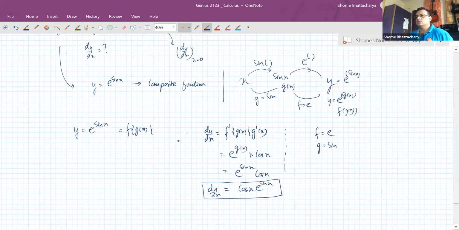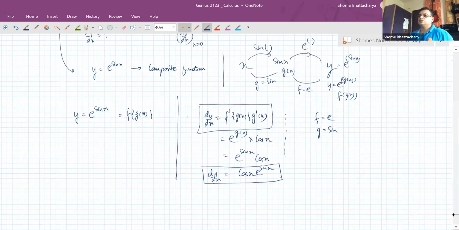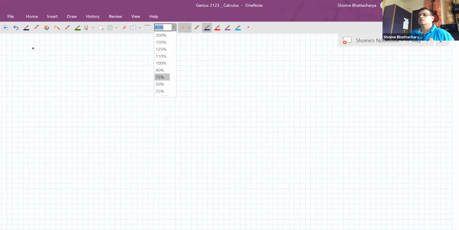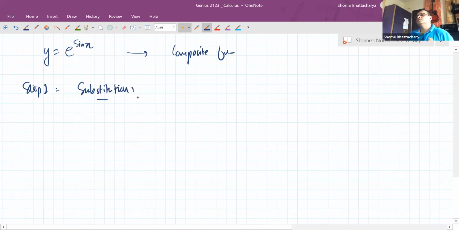So instead of this shortcut method, or the direct application of chain rule, we will apply the step-by-step method of chain rule. So let's see how it works. We are given the function y is equal to e raised power sine x, and we understand that this is a composite function. Step 1, we apply the substitution. Our dummy variable z is equal to sine x. That is our assumption. So y becomes very simple: y becomes e raised power z.